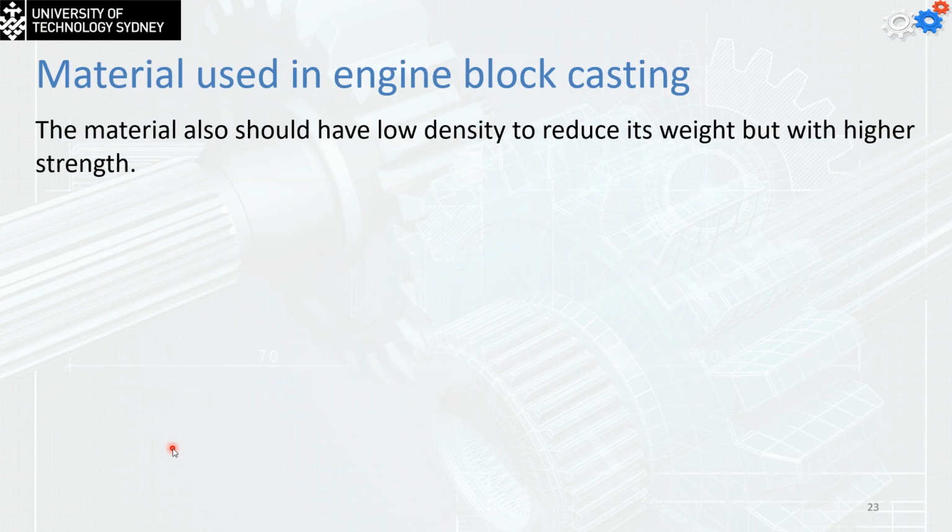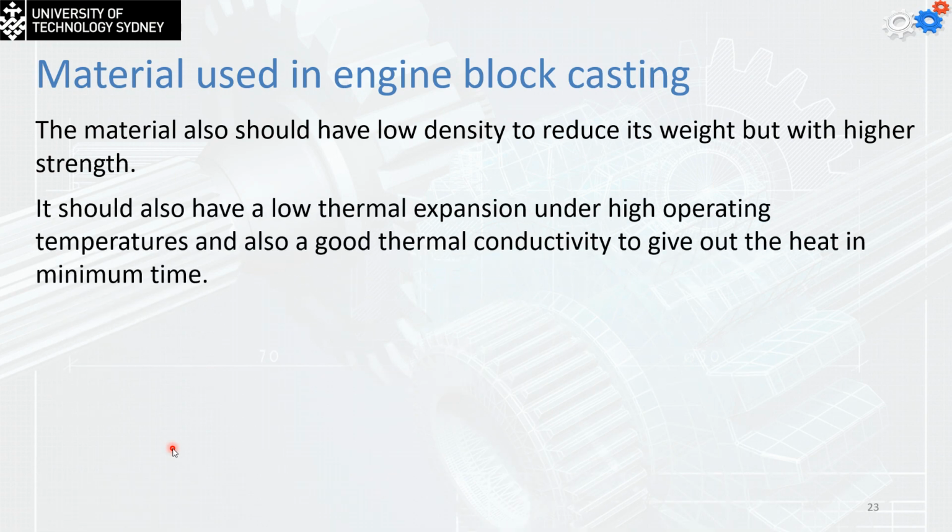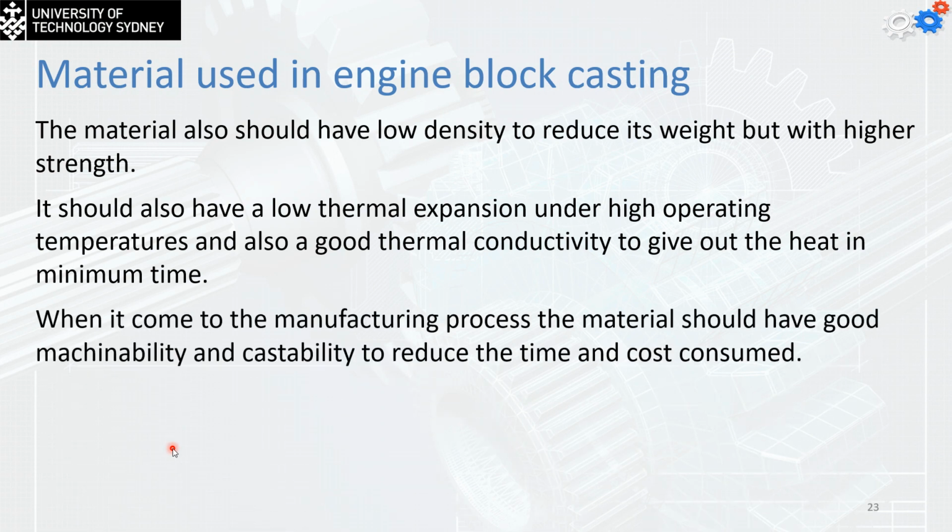So the material also should have a low density to reduce its weight, but with higher strength. That's what we call the strength to weight ratio. We're always going to look at this factor whenever we design something. It should also have a low thermal expansion, so it's not going to expand when the temperature is high. And it should also have good thermal conductivity, so it's going to release the heat and keep the engine as cool as we can.